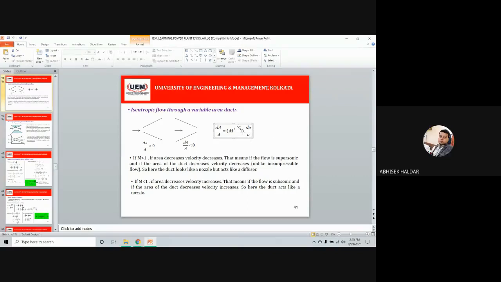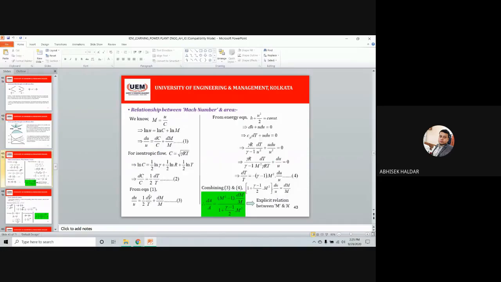So this is the equation. dA by A is equal to m square minus 1 into du by u. Several times we have used it. Now think only about du by u. If I take out this du by u from this equation, it is nothing but dm by m divided by the term in the third bracket. So in place of du by u, I am writing dm by m.